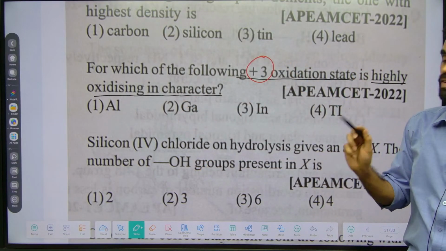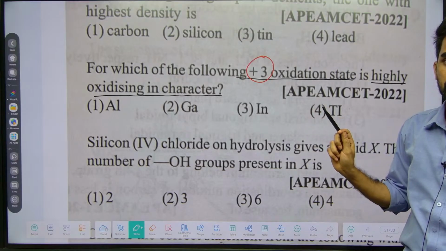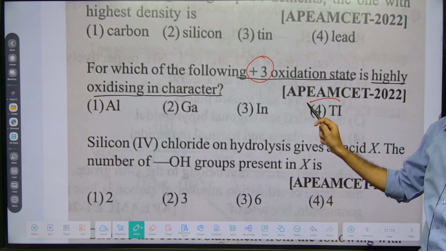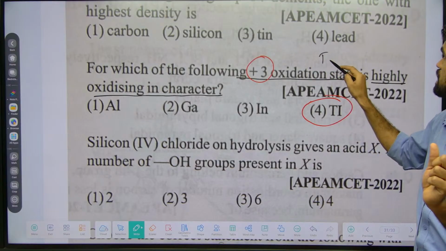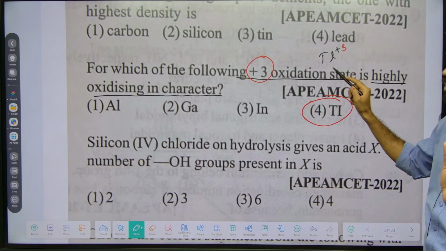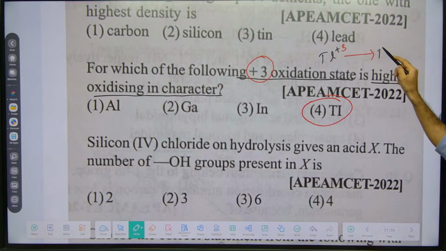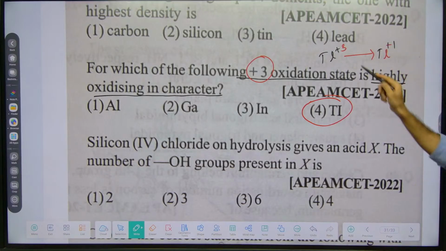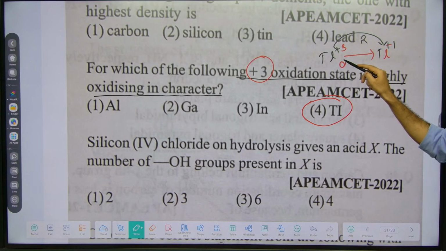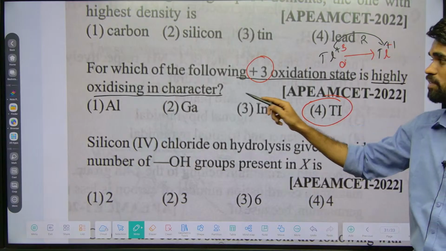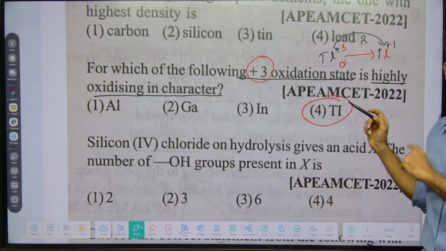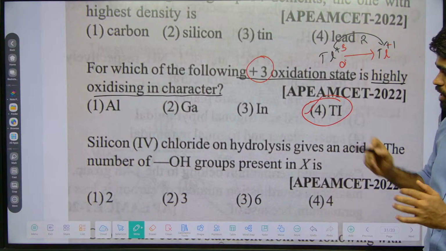Thallium, no? So which is the strong oxidizing agent here? See, +3 is unstable, no? Unstable means it will try to come to +1. So what is happening to this species? If it is undergoing reduction, the species reacting with it will undergo oxidation. So which has high oxidizing character? Thallium. Okay, like this you can answer.